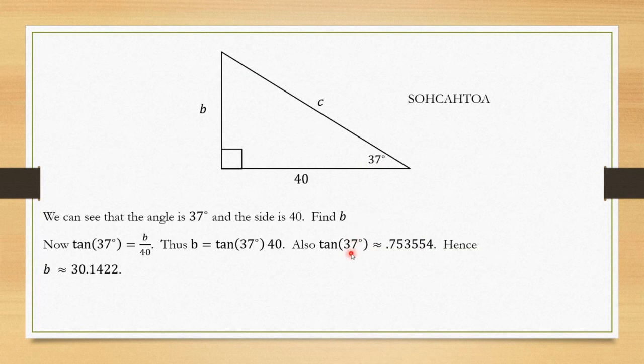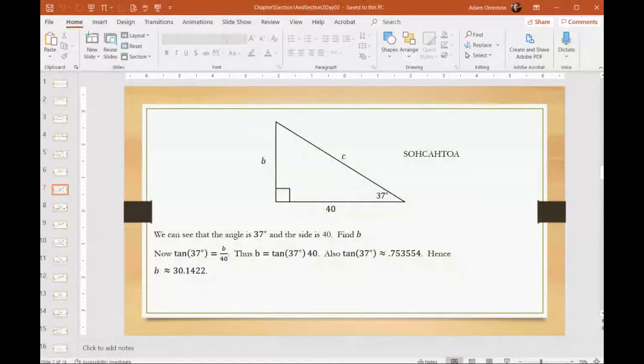Either way, you get tangent of 37 degrees turns out to be this. Make sure you're in degree mode. If you're in radians and you try to get tangent of 37, you're not going to get the right answer. So the tangent of 37 degrees is this. We're just plugging in, multiplying this by 40, and we get B is this, rounded to 4 decimal places. Let me just pause the recording.